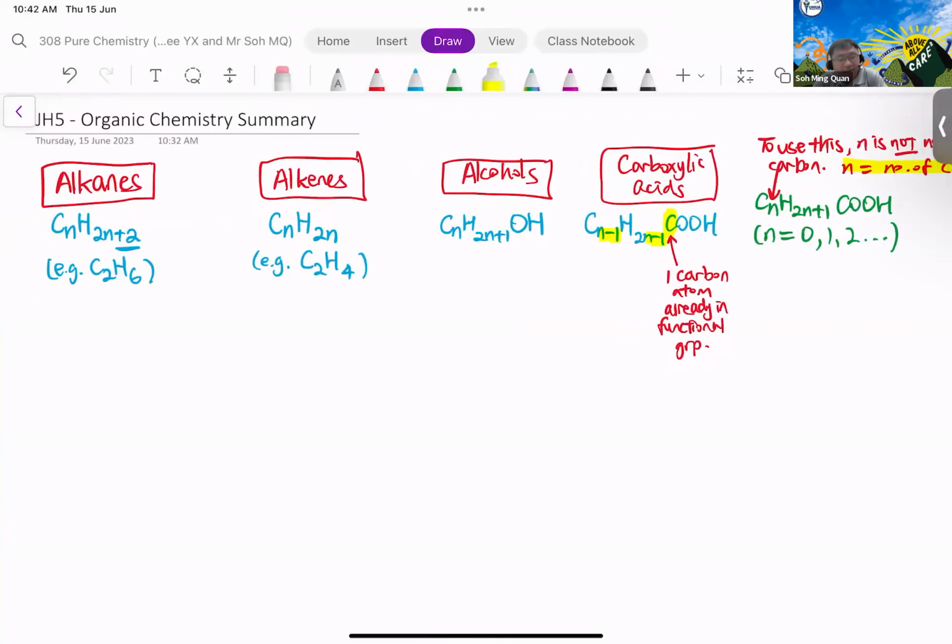So alkanes. Alkanes have no functional groups. What this means is that alkane, they do not have unique groups of atoms, which gives rise to a unique set of chemical properties. Okay? That means alkanes are the simplest organic compounds. They do not contain any unique groups of atoms. Now for alkenes, the functional group is the carbon-carbon double bond.